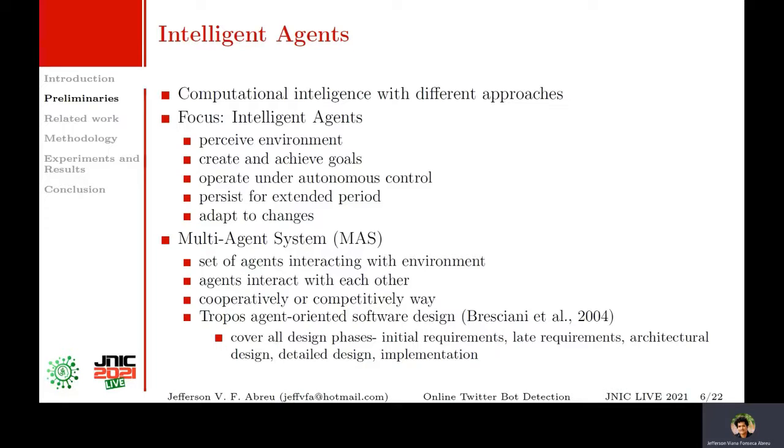Here we are using the approach of computational intelligence that treats computational intelligence as the construction of intelligent agents. Agents are computational entities which can perceive the environment, create and achieve goals, operate under autonomous control, persist for an extended period, and adapt to changes. When we have two or more agents interacting with the environment and among themselves, we have a multi-agent system. These agents can interact in a cooperative or a competitive way to achieve a goal.